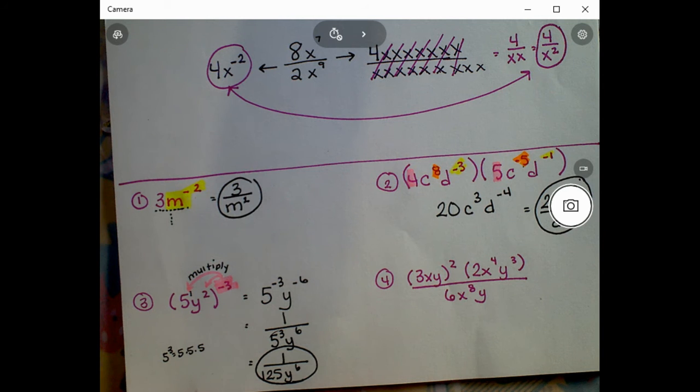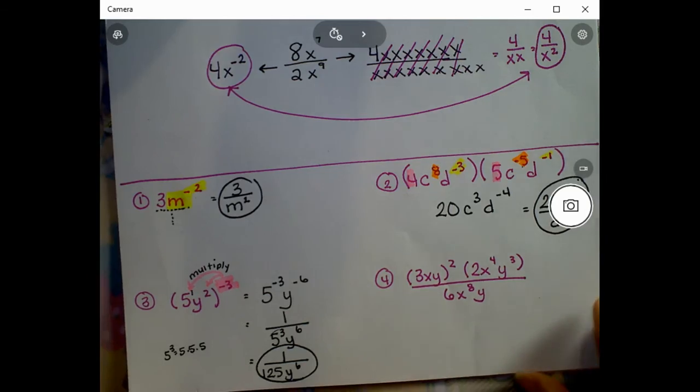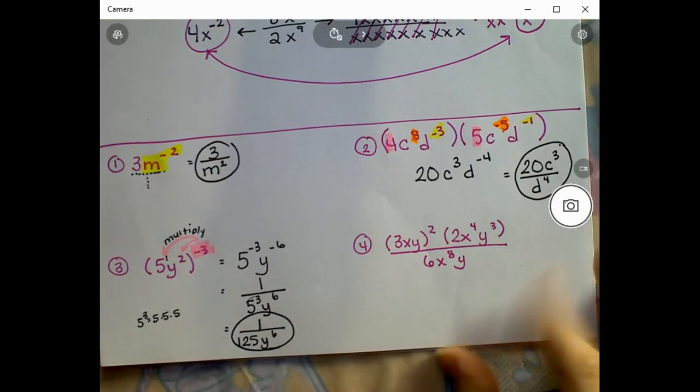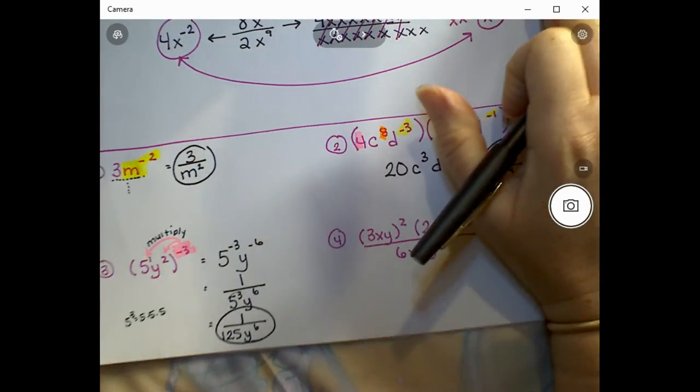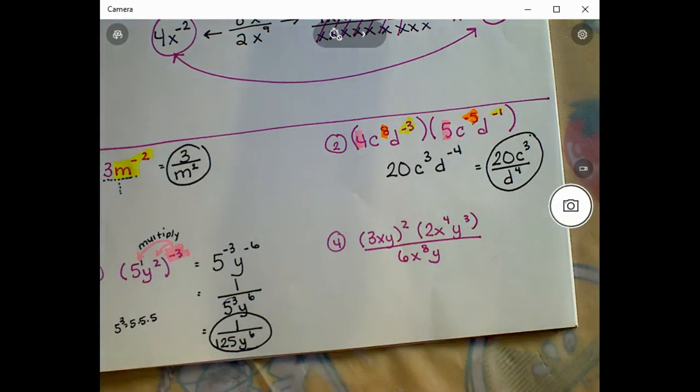All right, and remember, you can pause these videos at any time to go back through the problems if you don't understand. Don't just be like, I don't get it. Pause it and look at it. Okay, and last one combines all the rules, I think, that we've done so far. I might need more paper, actually.